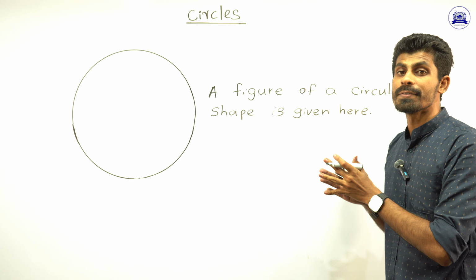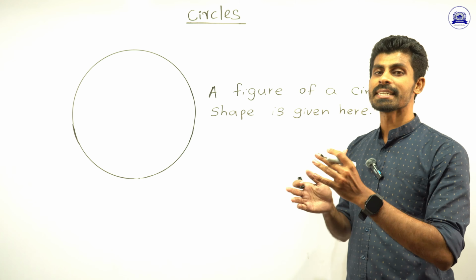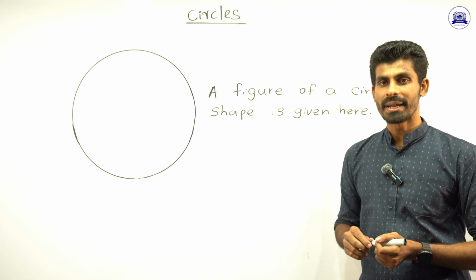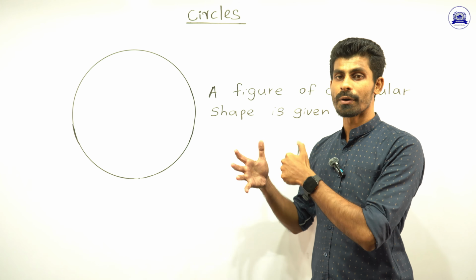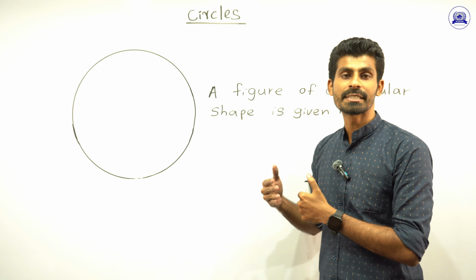A figure of a circular shape is given here. So you can see many examples, right? Then we can move to the next topic. Then we are going to identify the particular locations on the circles.